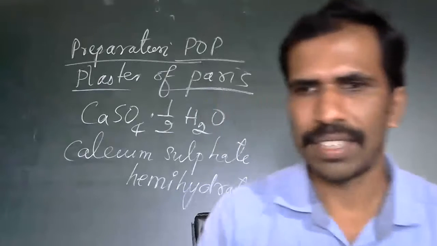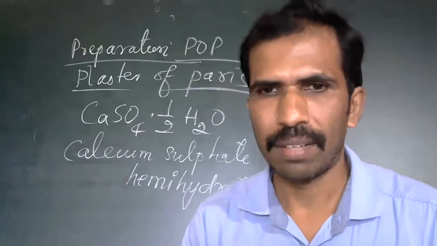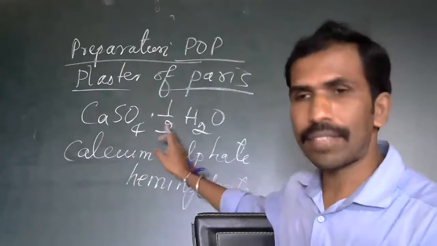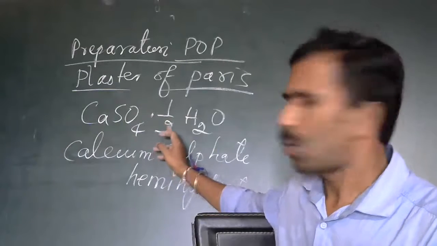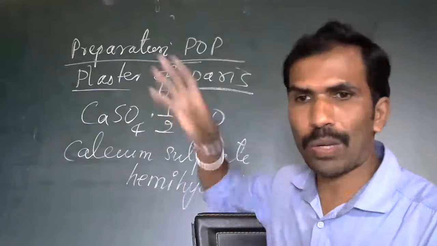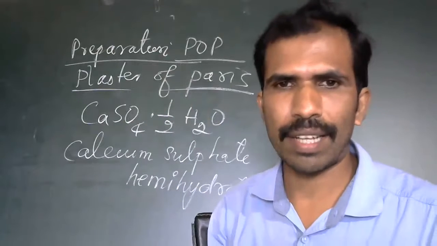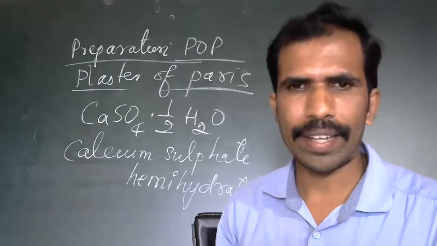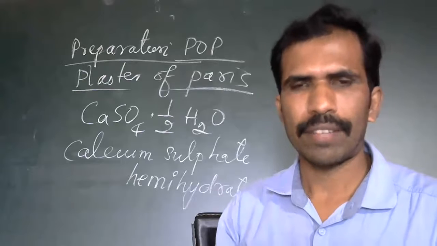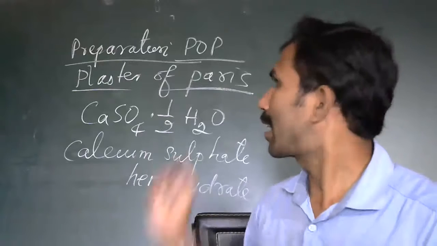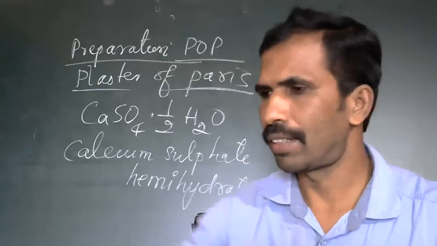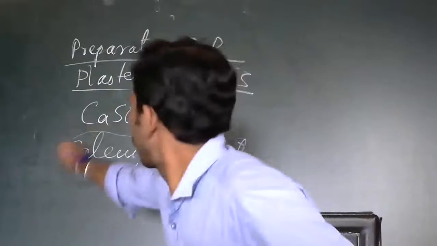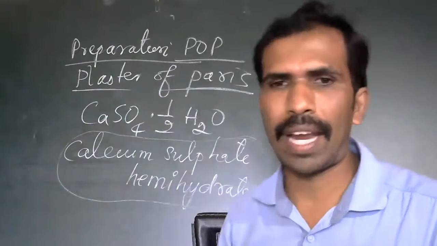Yeah, so I was telling about the preparation of plaster of Paris. Plaster of Paris is a compound which contains water of crystallization, a small amount of water hidden between the molecules. When you heat it, it gets evaporated and you get a solid mass of calcium sulfate. This is commonly called plaster of Paris, but chemically it is called calcium sulfate hemihydrate.